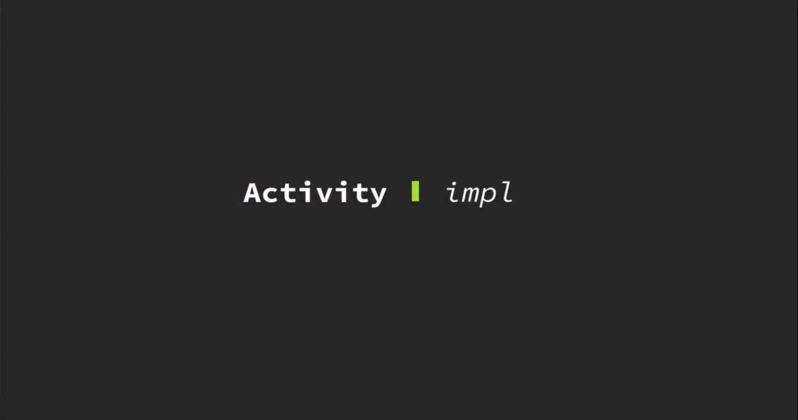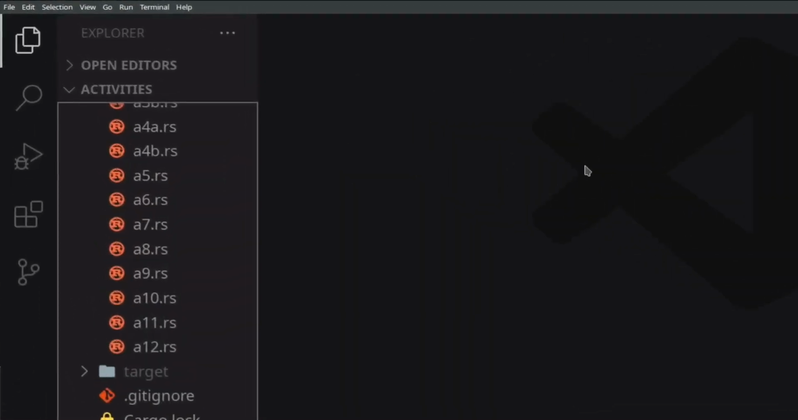In this activity, we'll be creating a program that utilizes the impl keyword to create functionality implementations on structs and enumerations. Once you're ready, let's hop into VS Code. Open up your activities directory and navigate to A12. We're on activity 12, so double click.